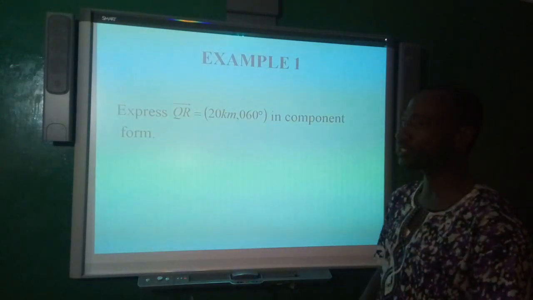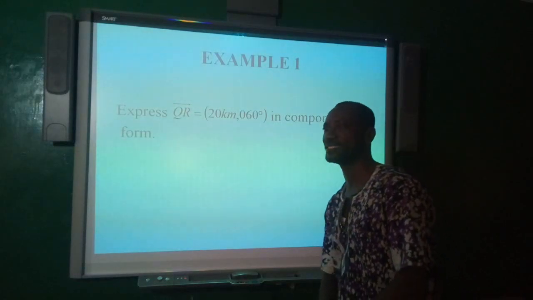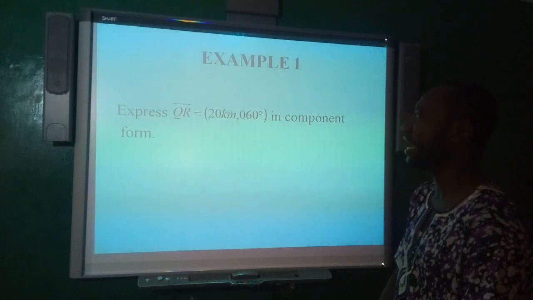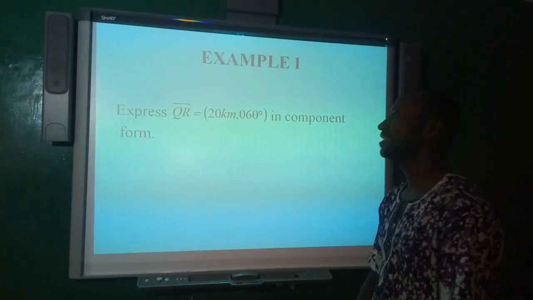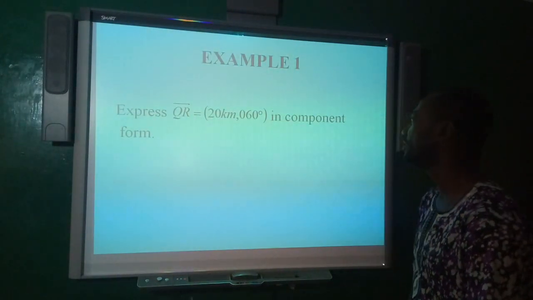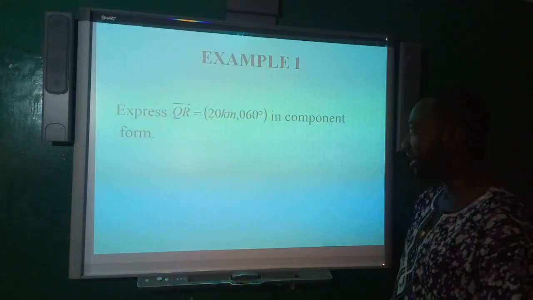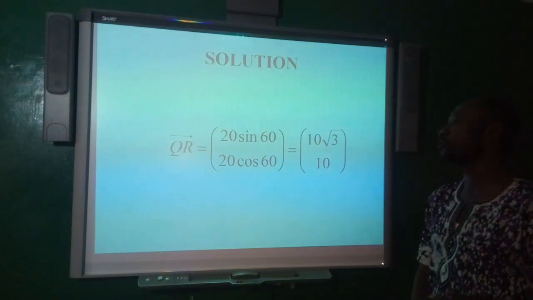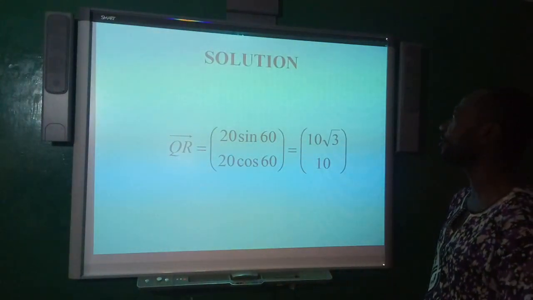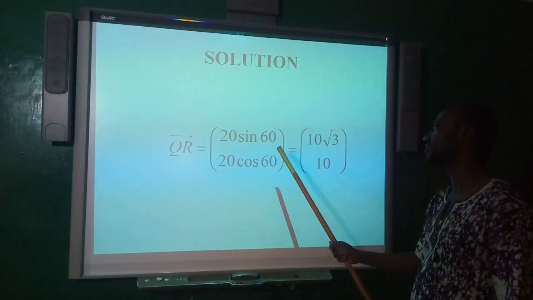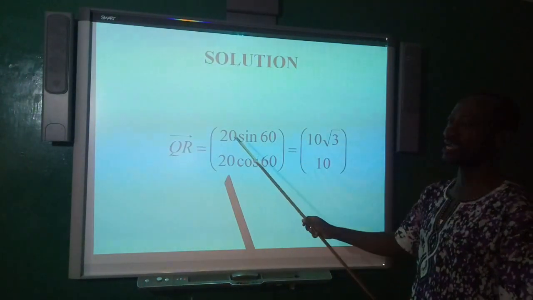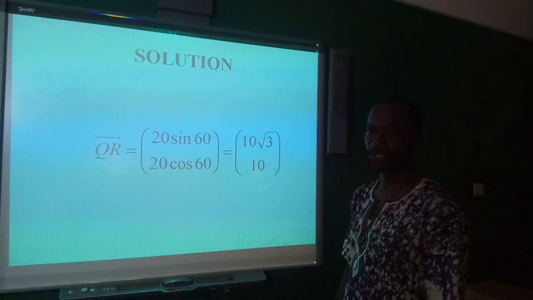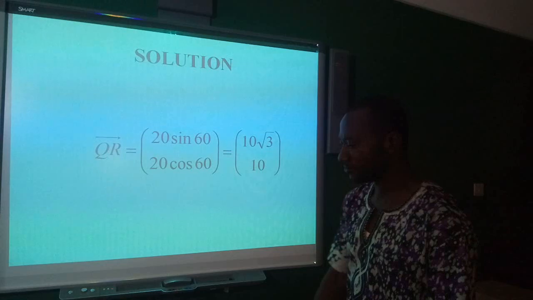Let me also ask you to try this one. How are you going to do it? You take the magnitude times sine of the angle for x component, then magnitude times cos of the angle. That will give you the y component. I hope you have done it. Let's look at the solution. So our vector QR is equal to (20 sin 60, 20 cos 60). The calculator will give you (10√3, 10). That is good. Let's take the second example.